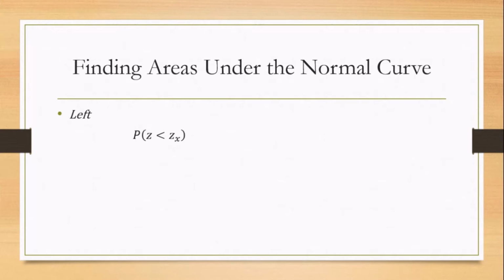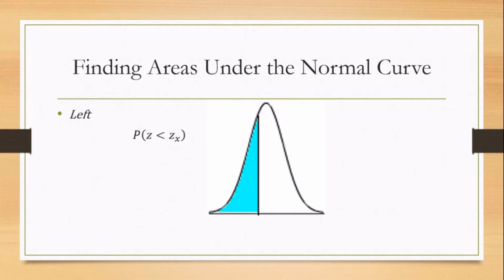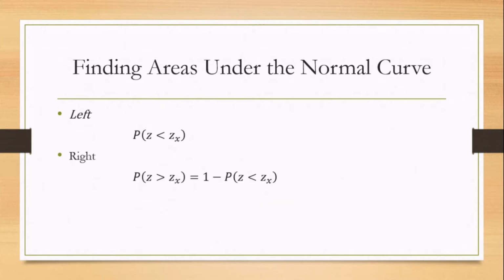Also, we should keep in mind that in solving areas to the left or the probability of z less than the z-score of x, we just copy its corresponding value from the z-table. While in solving areas to the right or the probability of z greater than the z-score of x, it is equal to 1 minus the probability of z less than the z-score of x. It is because the z-table only provides areas to the left. So, knowing that the normal curve has a total area of 1, we can find areas to the right by subtracting areas to the left from it.